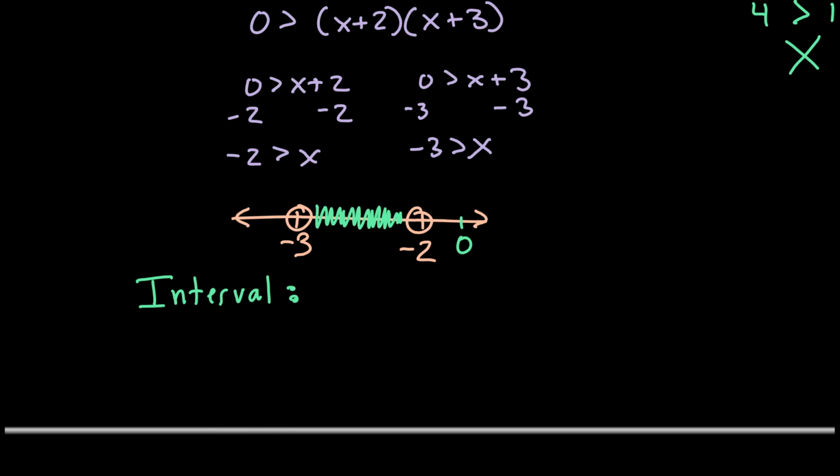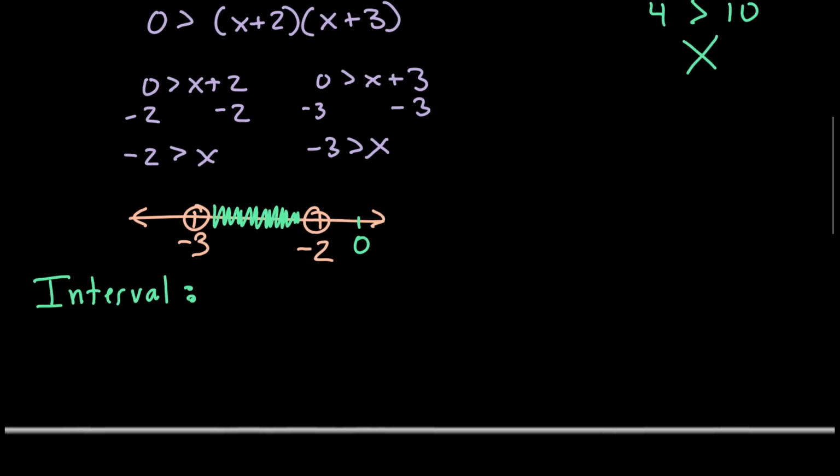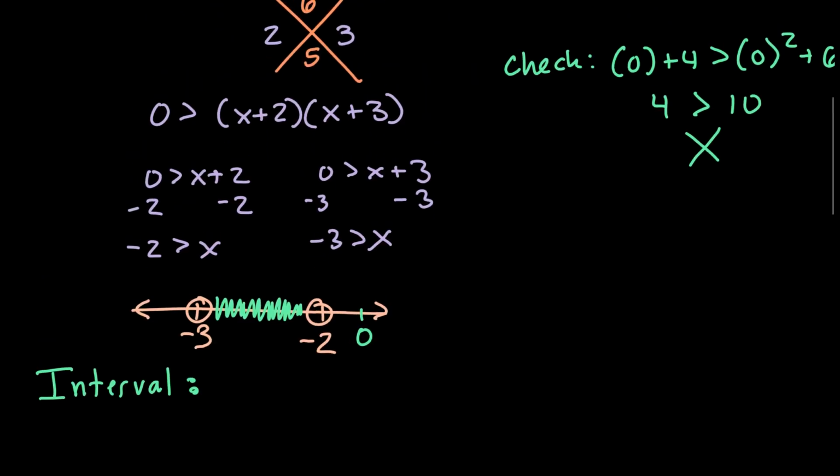Wait, hold up. Okay, slow down. I have a question. I'm a little bit lost. Okay, 4 isn't greater than 10. Right. So you don't shade where 0 is then. 0 did not work. But if that was true, then you would shade on the outsides. Okay.